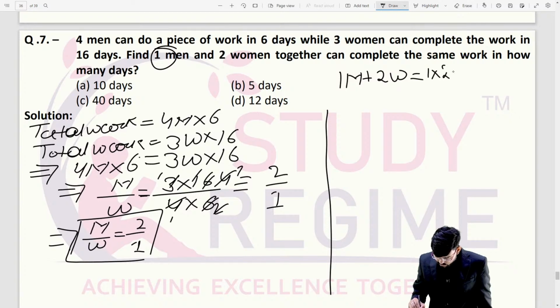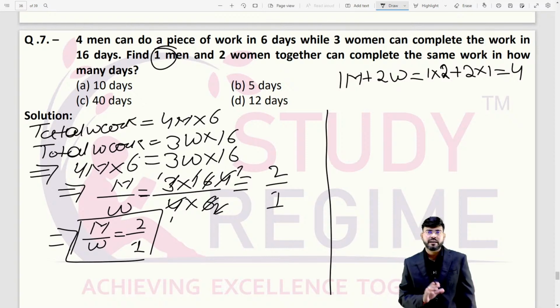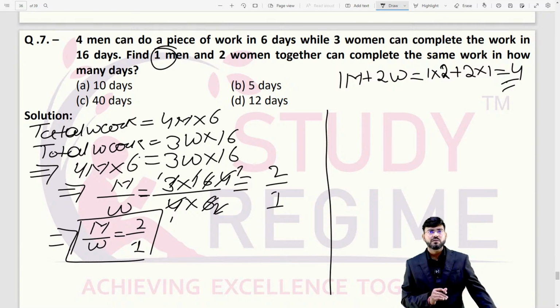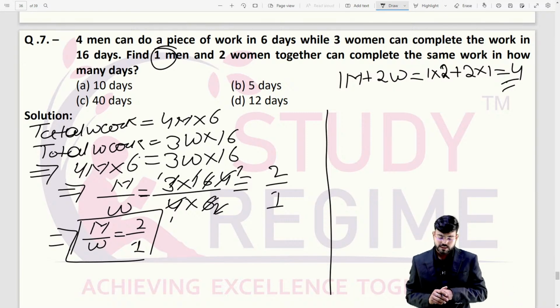1 into 2 plus 2 into 1. It will be how much? 4. That means if 1 man and 2 women are working together, 4 units of work are done in a day.